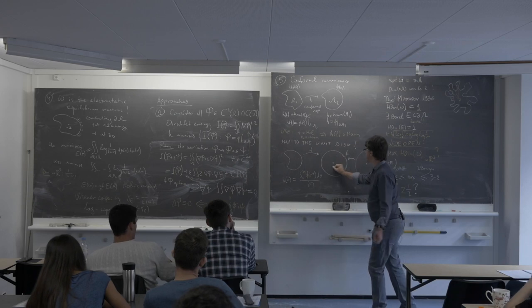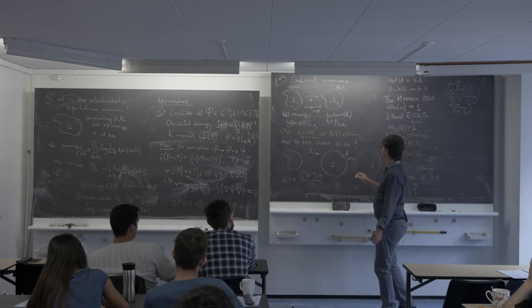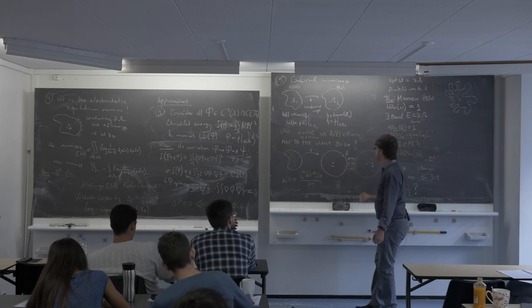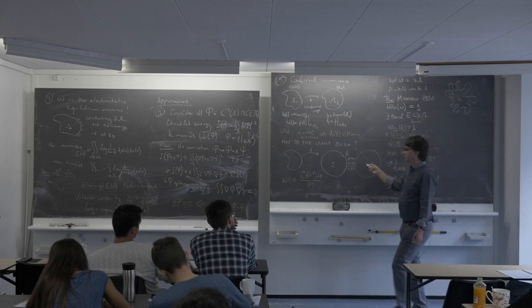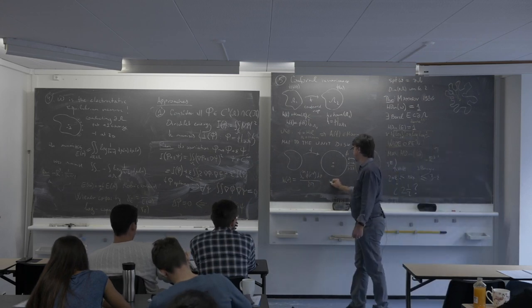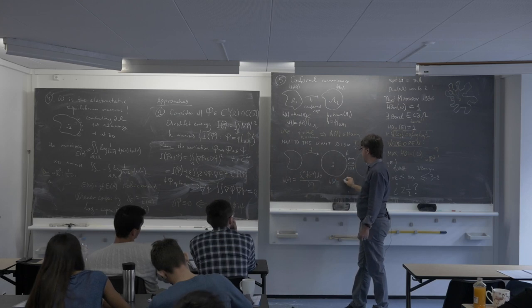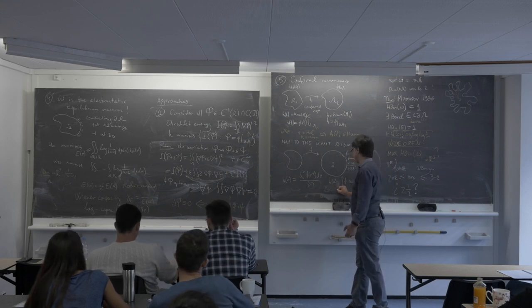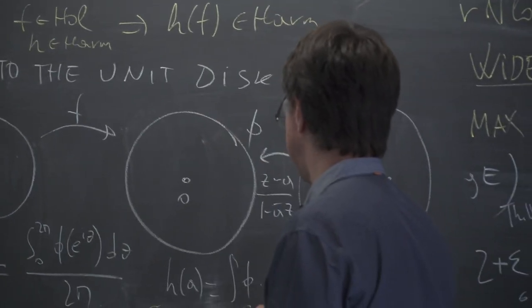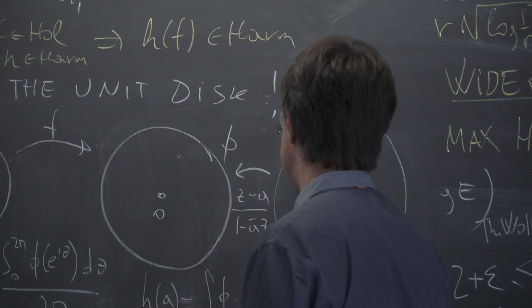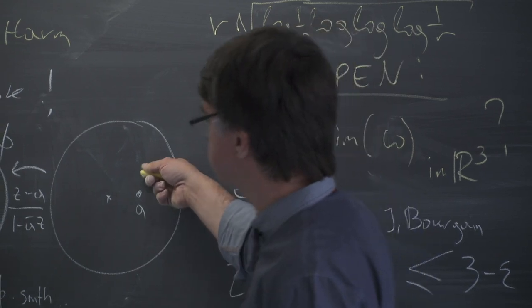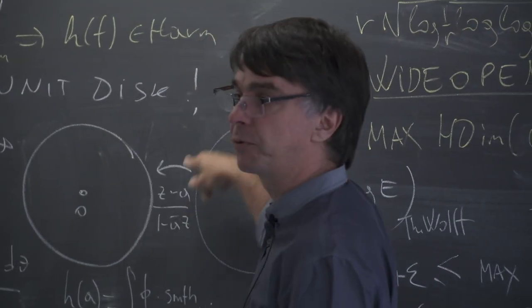So the map which maps point a to point 0 is just z minus a over 1 minus a bar z. And then you get a formula for h of a, which will be some integral of phi times something depending on a. So let's do this as an exercise. Find this particular something from this formula. It will be just the derivative of this map on the boundary.